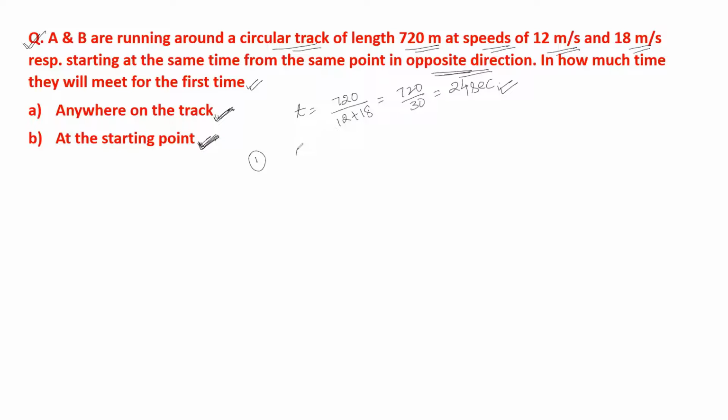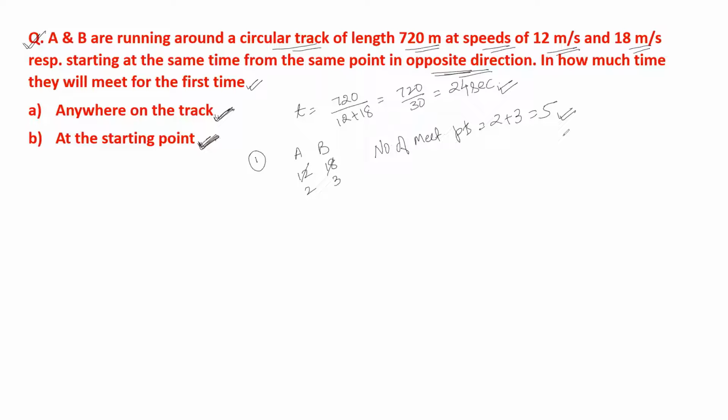Here, the speeds of A and B are 12 meter per second and 18 meter per second, which are in the ratio of 2 and 3. And they are traveling in opposite directions. So the number of meeting points would be simply 2 plus 3, that is 5. So A and B would be meeting at 5 different points in the circular track of 720 meter length.